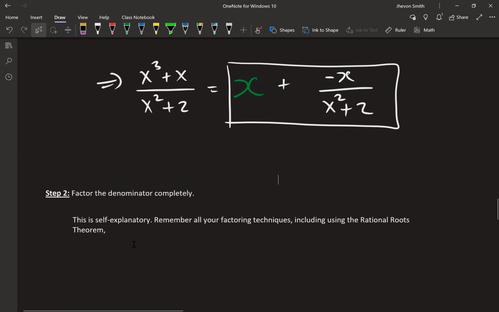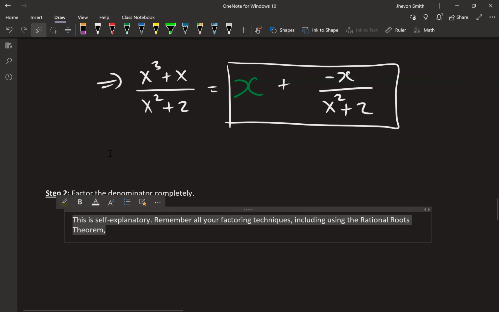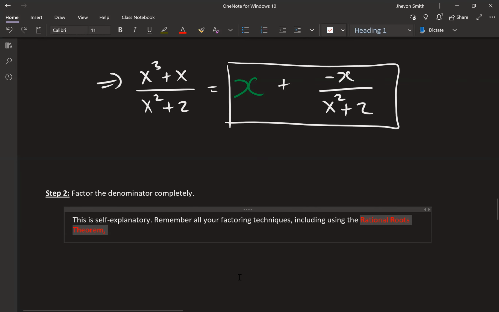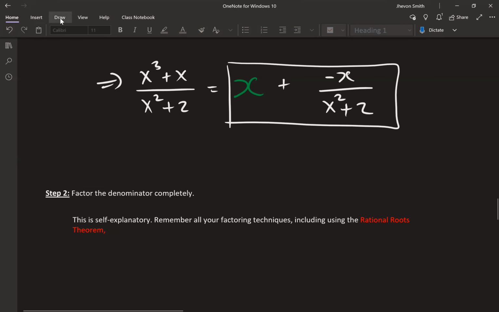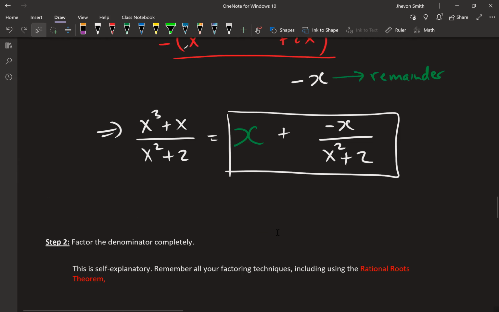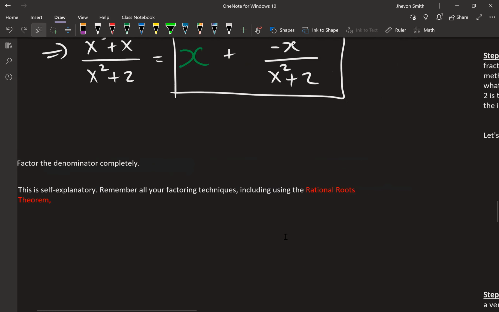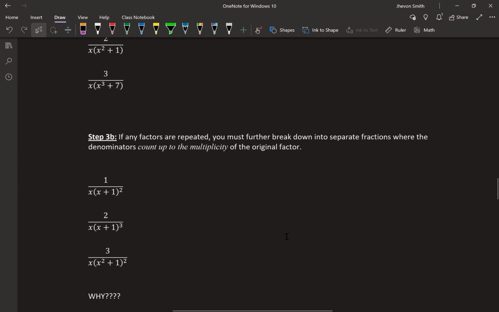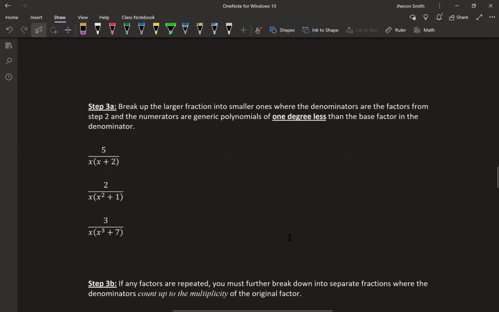Step 2 is factor the denominator completely. This is self-explanatory. There's nothing else for me to tell you here. Remember all your factoring techniques. I will say this: remember how to use the rational roots theorem. I'm not going to remind you of what that is at this point, but definitely look up the rational roots theorem to remind yourselves of that. Factor the denominator using whatever technique you have.